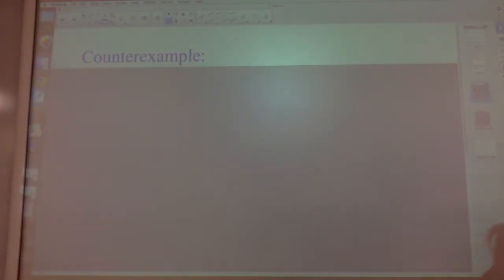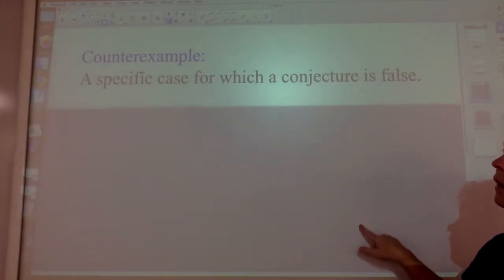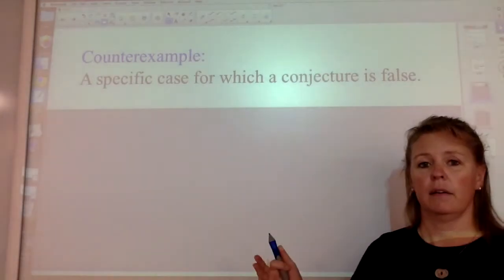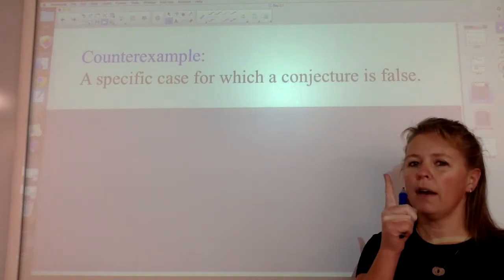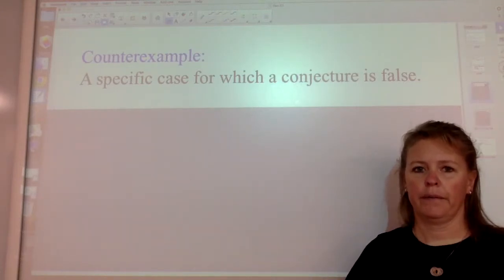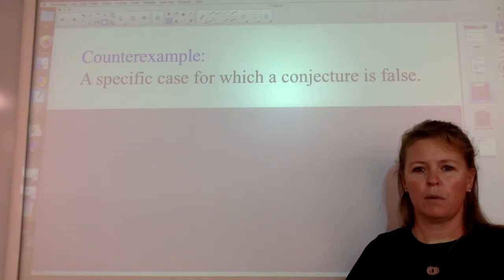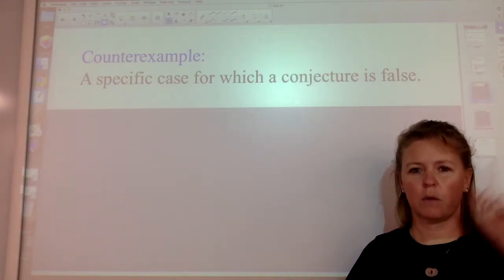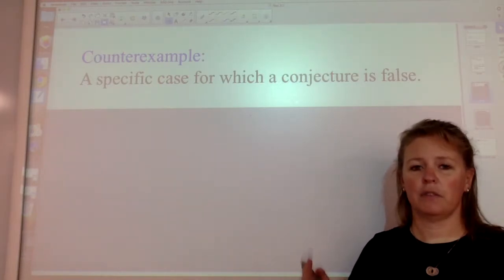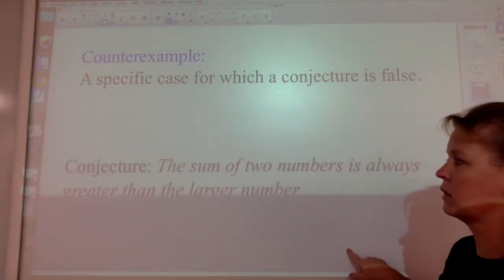Another vocabulary word. What about a counterexample? We talked about counterexamples when we did biconditional statements. Same idea. A specific case for which a conjecture is false. So we have a conjecture, and we're going to state this, but then one specific case makes the whole thing wrong. If I said everybody in my class is 15 years old, and there's one person in here who's plenty advanced and they're 14 years old, that is not a true conjecture. I can't say everybody in the class is 15 years old. If there's one student who's 14, it makes the whole entire conjecture false.